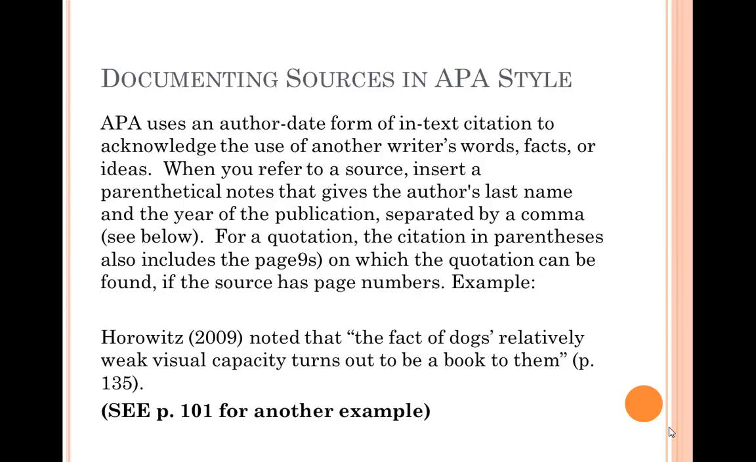The examples are below. For a quotation, the citation in parentheses also includes the page numbers on which the quotation can be found if the source has page numbers. Sometimes sources will not have page numbers. So an example is here, but beginning on page 101, you have examples in our grammar book, a pocket style manual. You have examples on page 101 through page 106, where all the different ways that you can do in-text citations are cited.